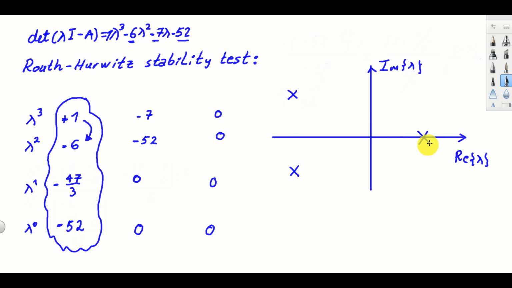Since we have only a single pole in the right half of the complex plane, this pole needs to be on the real axis. And since we have two poles in the left half of the complex plane, these poles have to be complex conjugates. And that's it. This system is not stable, and that's the whole story. Simple as that. Okay, that's all for today.